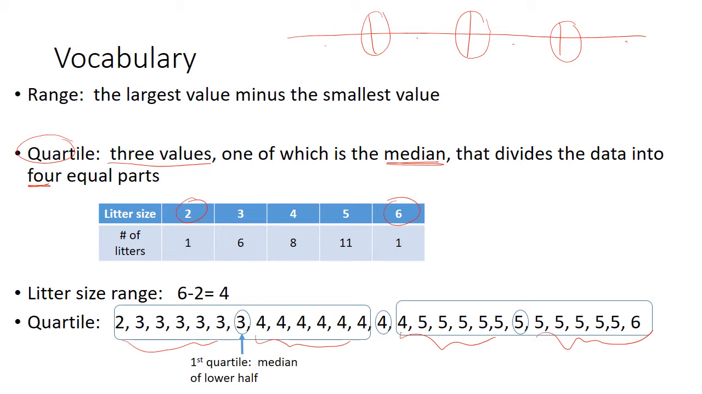So the first quartile is going to be the median of the lower half. Then you have your median. And then your third quartile is the median of the upper half.